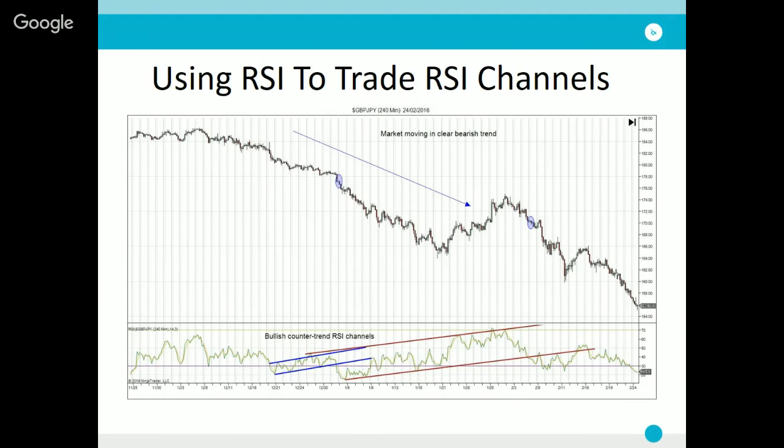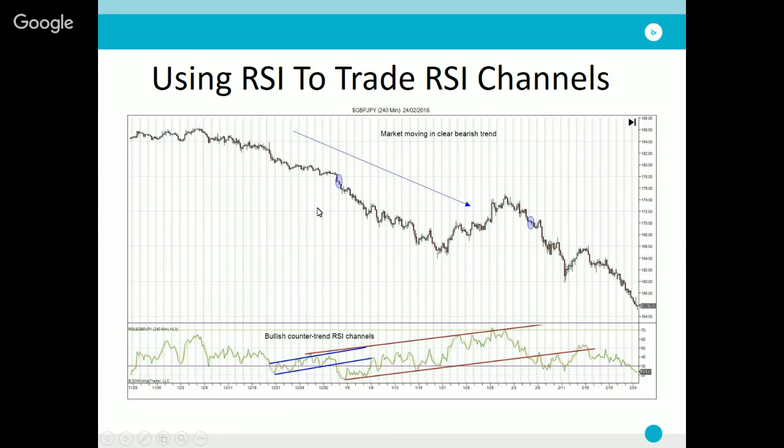So looking at this example in sterling yen, this is a 240-minute chart, 4-hour chart. We can see that sterling yen has been selling off in this clear bearish trend from the December 2015 highs. You can see that price was pushing down, making new lows. RSI indicator was making new lows too, up until this point here, where we can see that the RSI indicator actually started to grind higher. So we actually started to put in a series of higher lows, even though price was continuing to move to the downside.